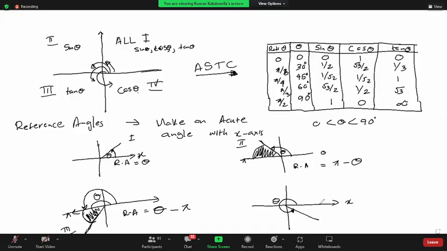So now, what is the acute angle? This one. So the reference angle should be... the total is 2π. So we can mark the reference angle this way, 2π minus theta. So in this case, this is our reference angle.